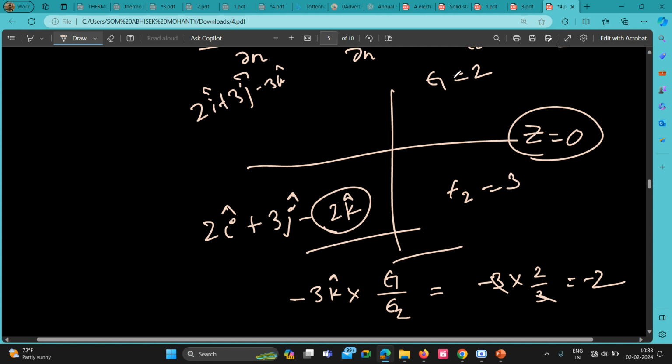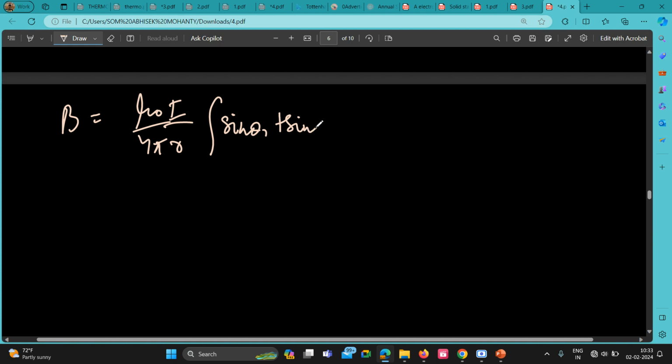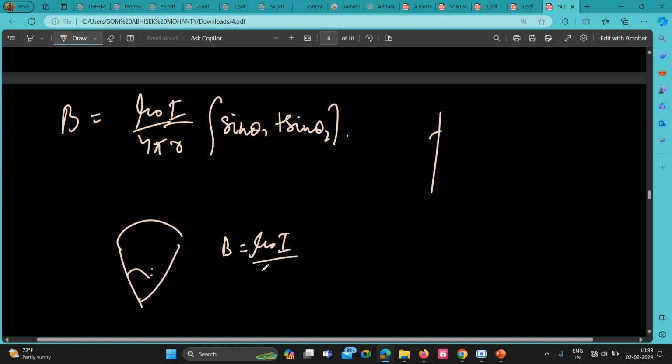Okay, next comes magnetism. We know the formulas, like the magnetic field for straight wires: B is equal to mu naught I by 4 pi r, times sin theta 1 plus sin theta 2. This is for a straight wire. For a circular arc, B is equal to mu naught I by 4 pi r, and this will be your phi. Phi is this angle, and it is in radians.